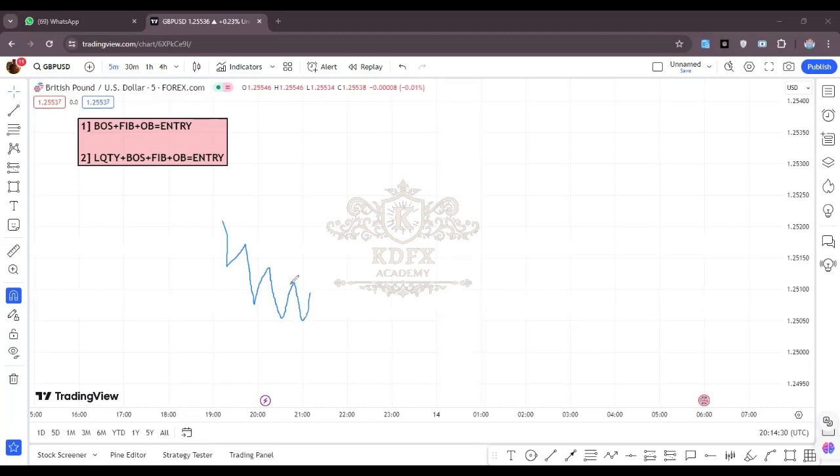So this is our previous high, you know. The first thing we're looking for here is BOS, that is break of structure. So the market must break this previous high. That is the meaning of break of structure. If the market breaks this previous high, this is our first confirmation.